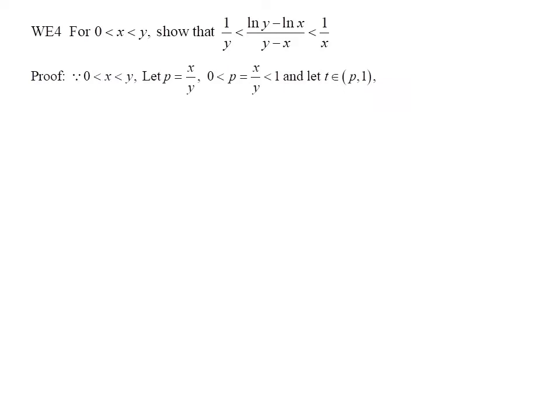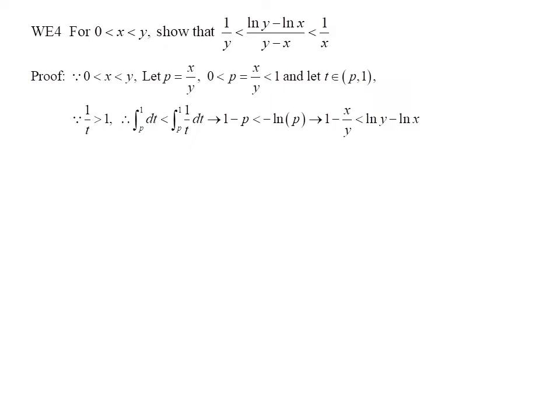As for the first part of the inequalities, 1 over y is less than ln of y minus ln of x, all over y minus x. We let p equals x over y. Since x is greater than 0 but less than y, p is greater than 0 but less than 1. Now we introduce another variable t, which is defined in the open interval between p and 1. So 1 over t is greater than 1.